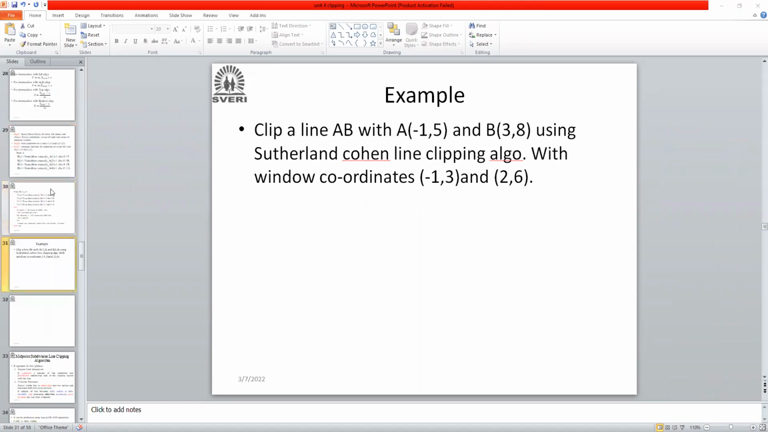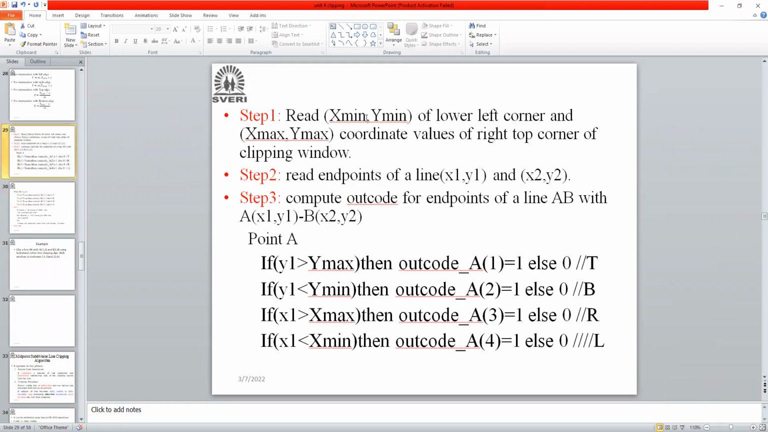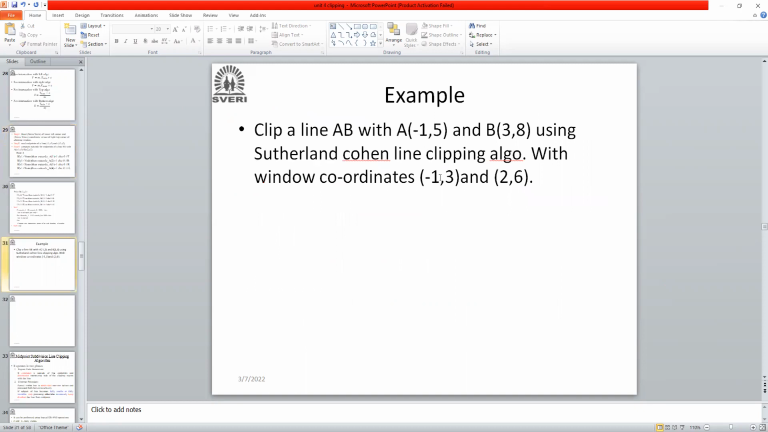What are the steps of the algorithm? The first step is: read x min, y min, x max, y max and draw the clipping window. So these are x min, y min, x max, y max. These are the window coordinates. So I am reading those 4 coordinates and I will draw a clipping window.